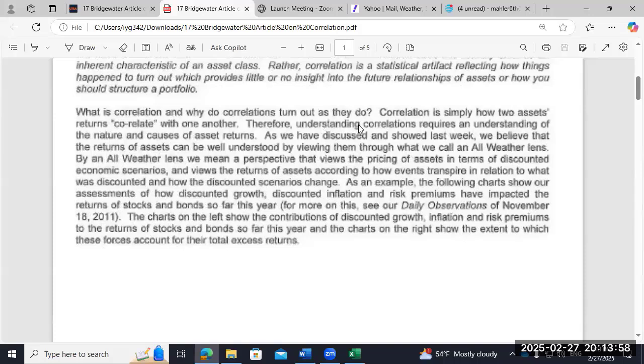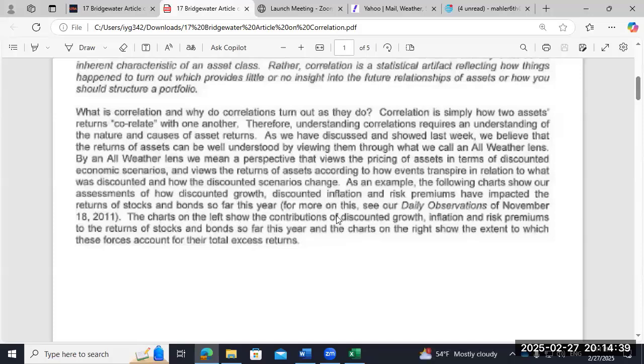So he says, as we discussed last week, we believe that the returns of assets can be well understood by viewing them through what we call an all-weather lens, a perspective that views the pricing of assets in terms of discounted economic scenarios. So what scenario are you in? The following charts show our assessment of discounted growth, inflation, and risk. Growth has to do with the economy, inflation has to do with inflation, and risk has to do with these out of left field, big risks that hit us all at one time, like 2008, like 9/11, those types of things.